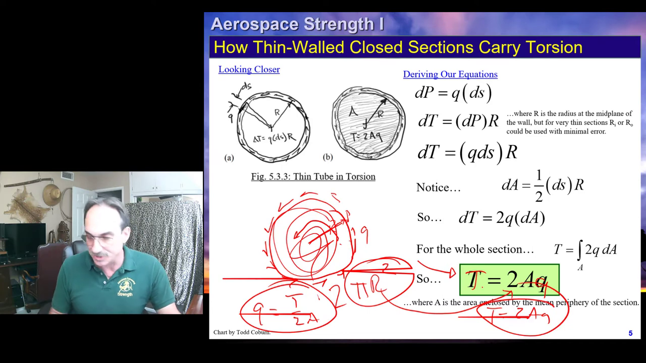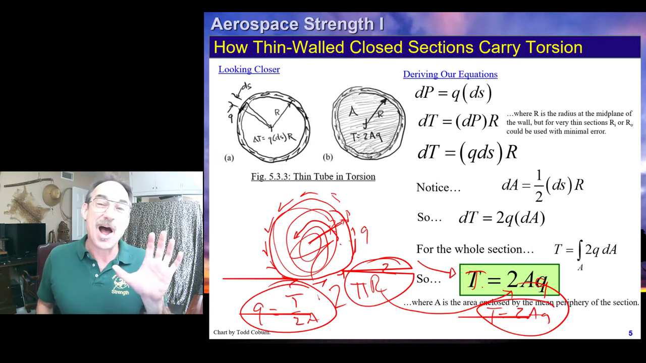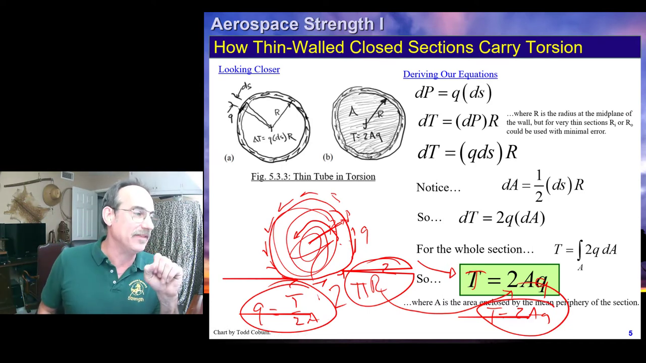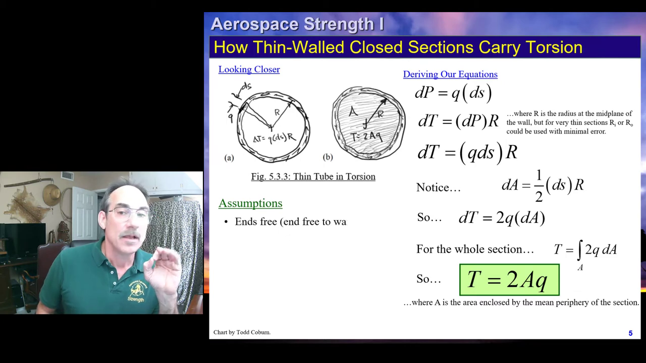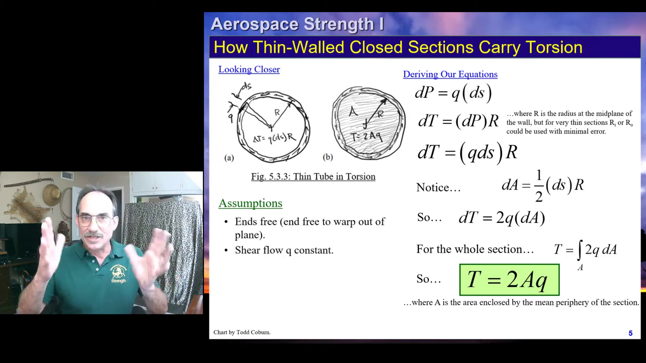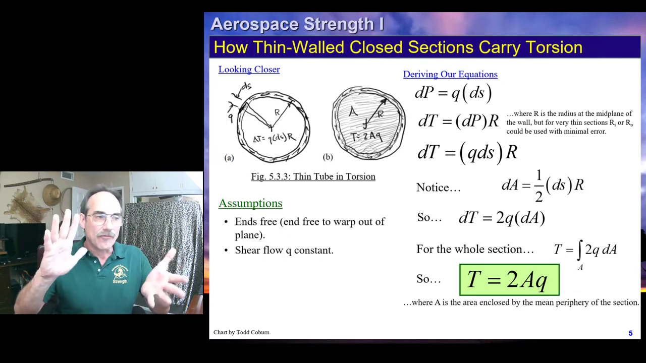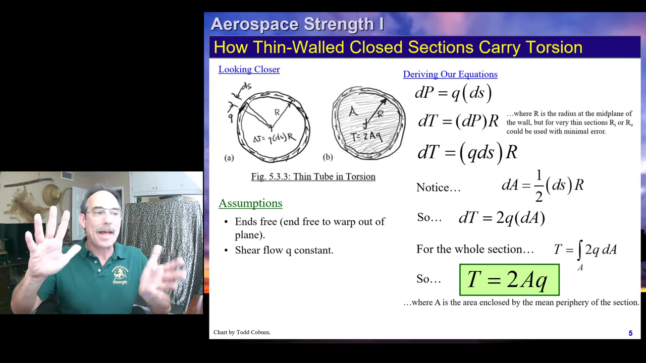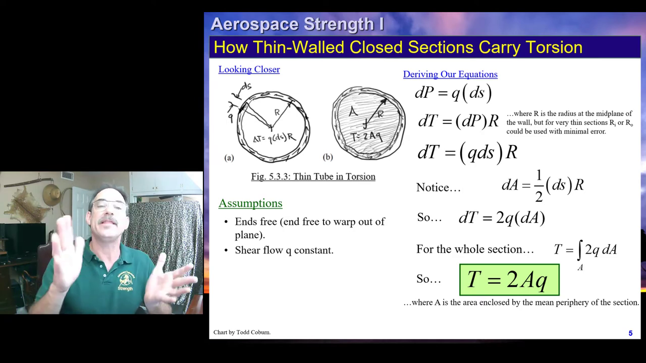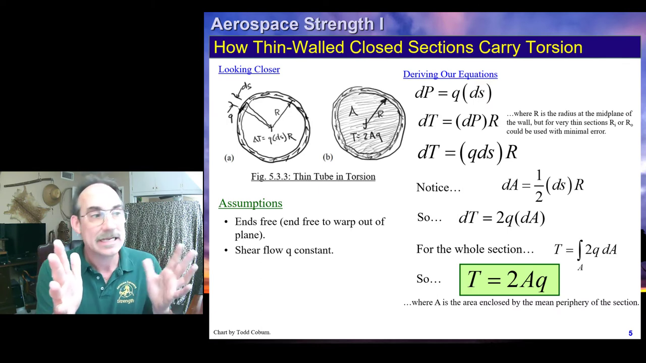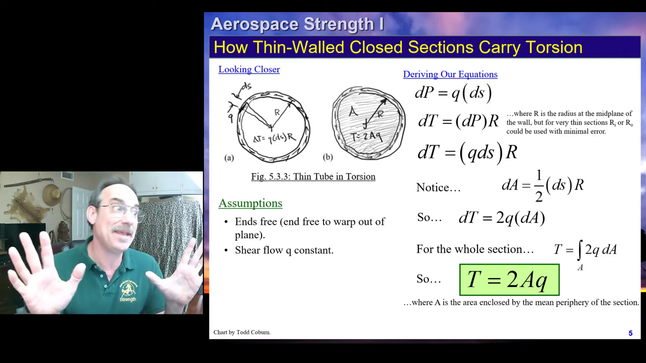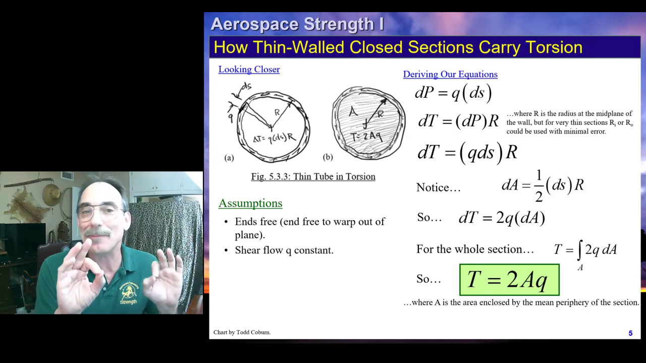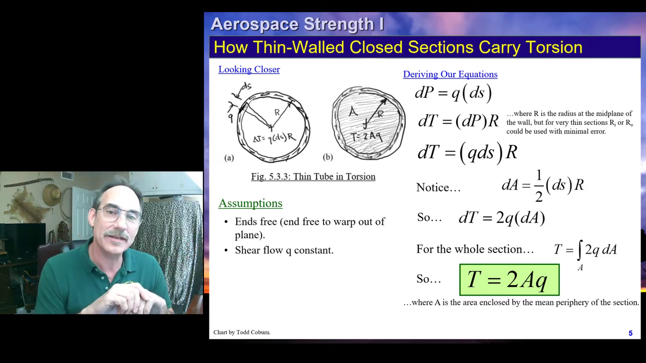These two equations are foundational to solving these kinds of problems. Very powerful. We're actually assuming that the ends are free, that they're free to warp out of plane, and we're assuming that our shear flow is constant. Now, often the ends aren't free, but we'll just pretend that they are. Why? Because it gets too many complications if we don't assume that.